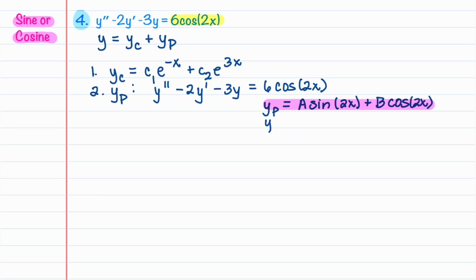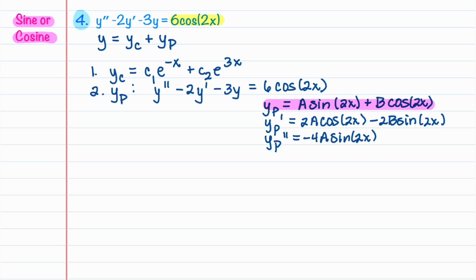Let's now go ahead and take our first derivative and then our second derivative. The first derivative is 2a cosine 2x. That extra 2 comes from using the chain rule, minus 2b sine 2x. And then our second derivative, we pick up another 2, so we have a minus 4a sine 2x minus 4b cosine 2x. Now in step 3, we can go ahead and substitute everything back into our equation.